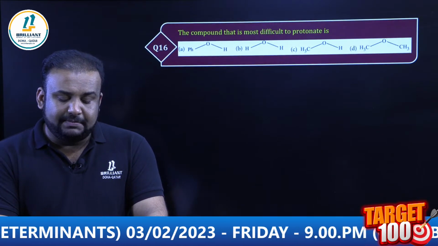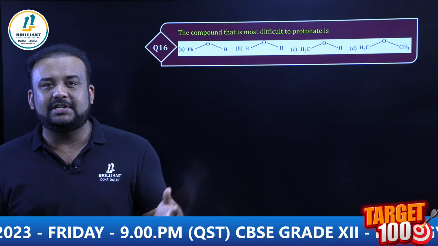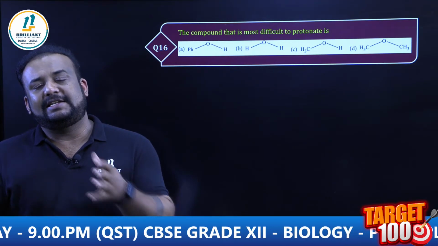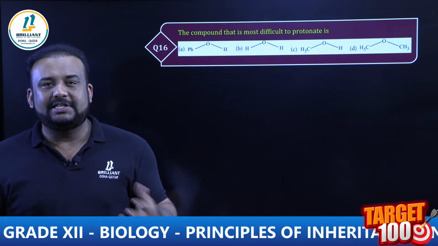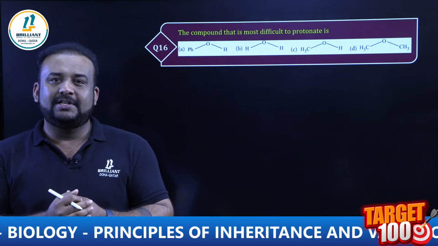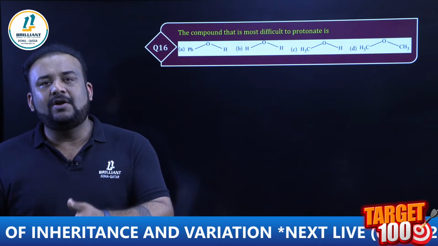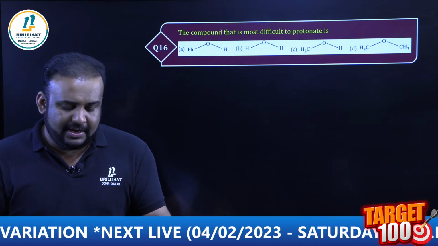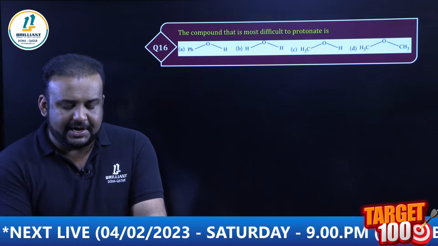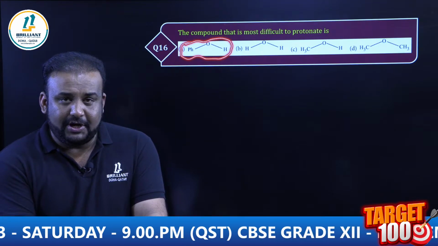The compound that is most difficult to protonate. What do you mean by protonation? Introducing or attack by a proton. What is a proton? H plus. What is H plus? H plus is looking for electrons. So if they ask you which is more difficult to protonate, it will be the one which has less chance of acting as an electron donor. So let's analyze all the molecules here. You don't have to worry about the complexity here. This is all easy. What is this molecule?